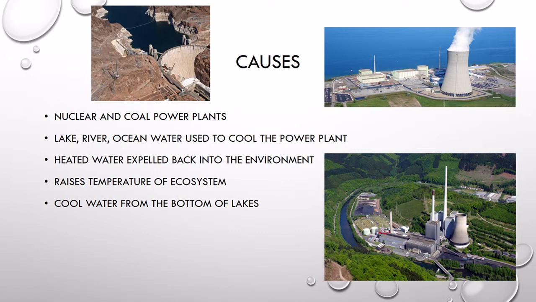Thermal pollution can also occur when dams release water. The water is released from the bottom of the lake, which is always going to be colder than the top of the lake. Therefore, the river downstream from the dam will be at a much colder temperature than it was before.